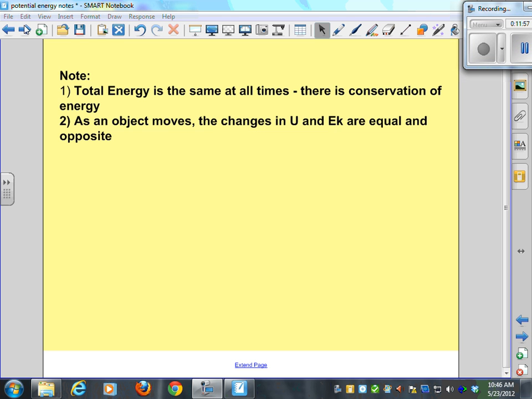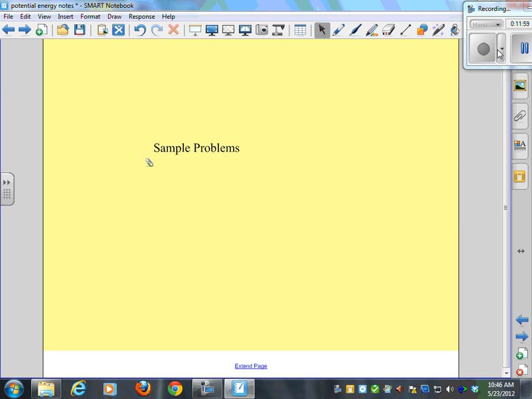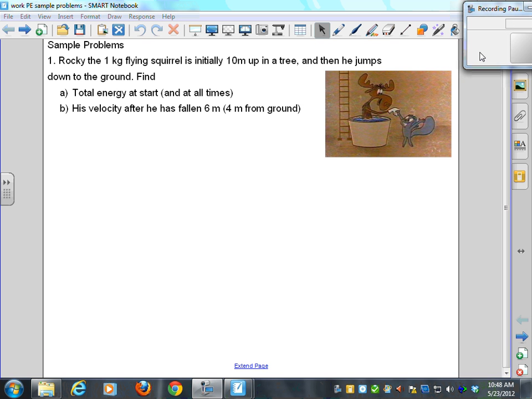Okay, let's have a look at some sample problems. Alrighty, so here we go. Rocky, the 1 kilogram flying squirrel. Rocky is a flying squirrel. Bullwinkle, of course, is a moose. He does not fly. Sometimes.